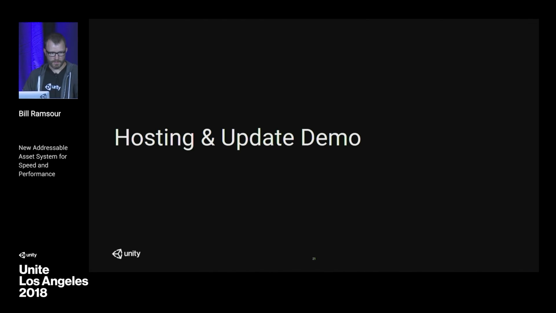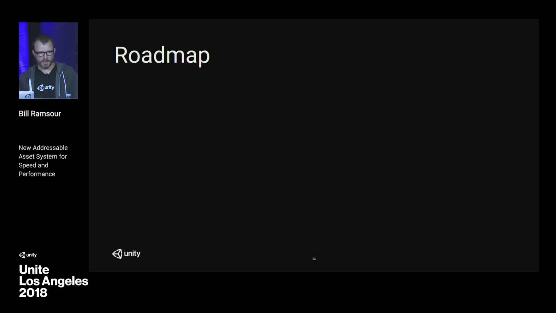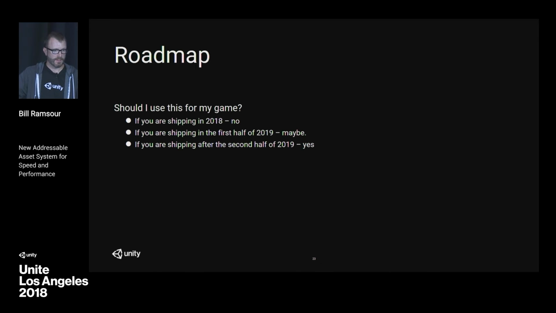So with that, I'll come back over here, and I'm going to talk about the roadmap and what's coming up. I do want to answer the main reason people ask us for a roadmap at all, I think, most of the time: should I use this for my game? It's not really as much about when things are actually coming out, but should I even use this thing? So the answer we've been saying for a while, and the answer that we continue to give is, if you're shipping in 2018, no. If you're shipping in the first half of 2019, maybe. And if you're shipping after the second half of 2019, then yeah, go for it.